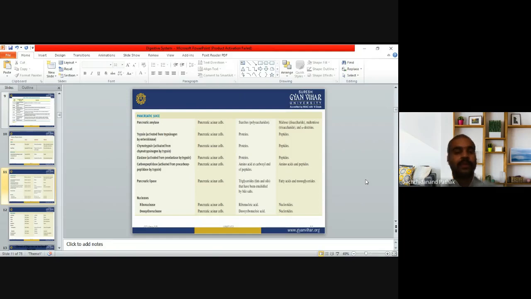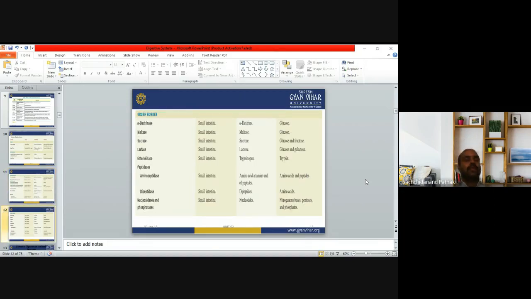Pancreatic lipase is also released by the pancreatic acinar cell. So all these things are released by the pancreatic acinar cell, including the nucleases, ribonuclease and deoxyribonuclease. So the pancreatic juice, especially the pancreatic acinar cell, will secrete pancreatic amylase, trypsin, chymotrypsin, elastase, pancreatic lipase and nuclease.